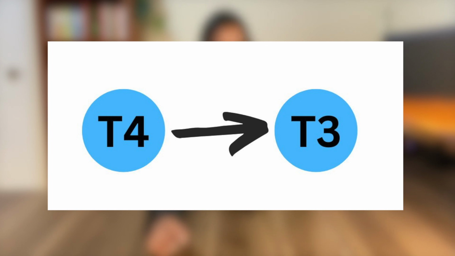Now, I did mention before that T4 actually needs to get converted into T3 in order to work properly. This doesn't actually happen in the thyroid gland, it instead happens within the organs that actually need them. So, for example, the liver or the kidneys.